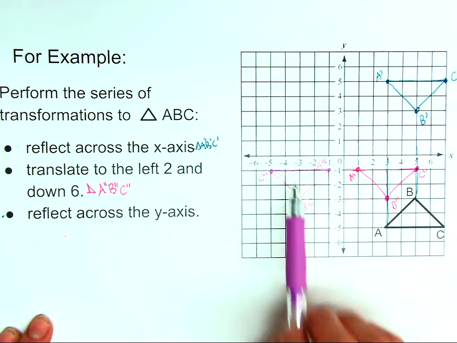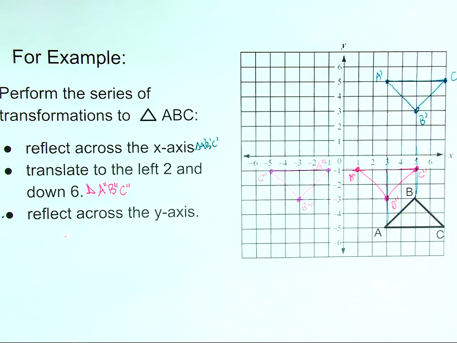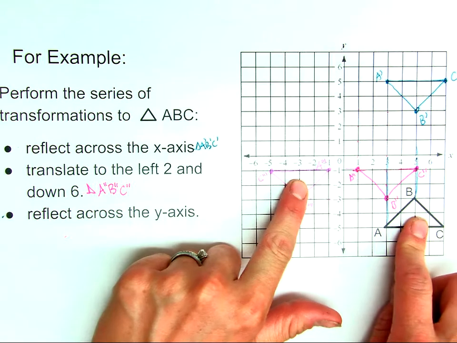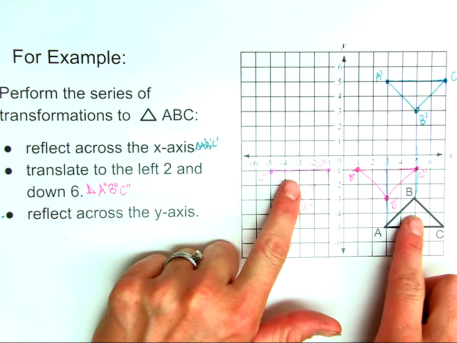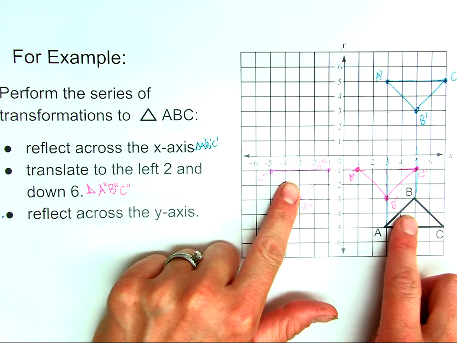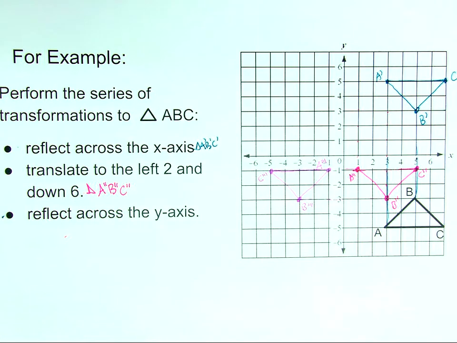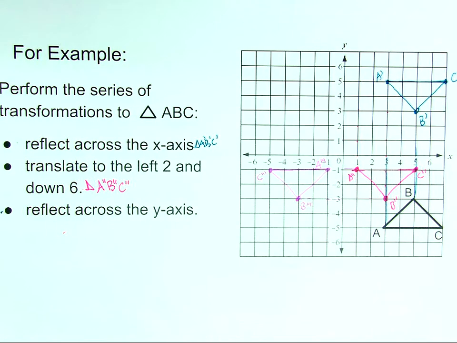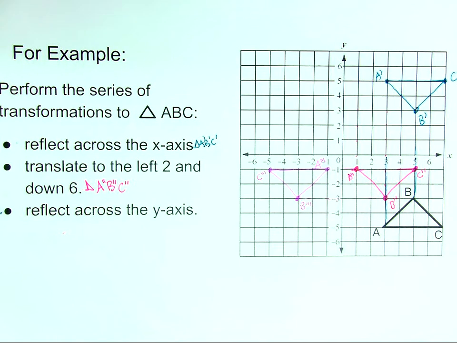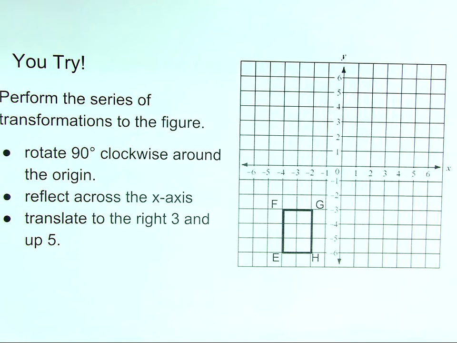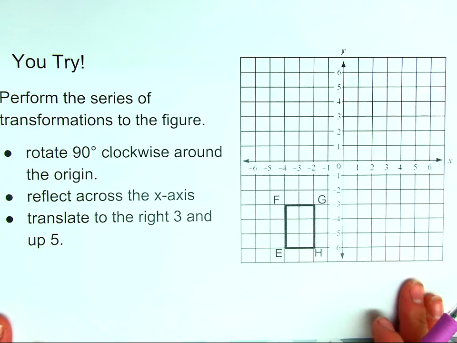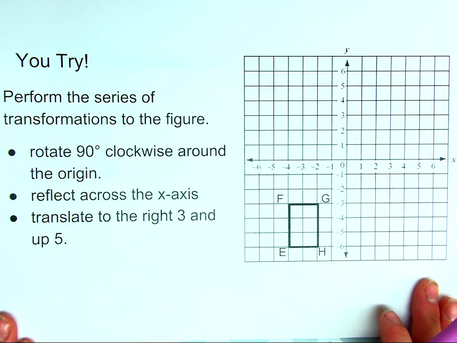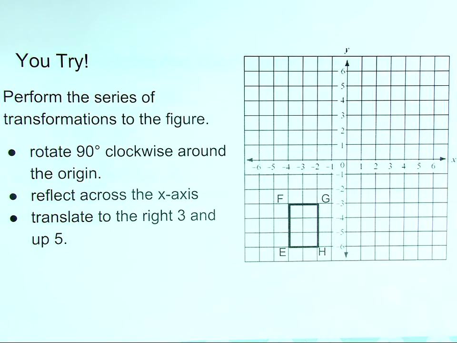Later in the video, I may give you this first one and the last one, and you have to figure out what happened to get this pre-image triangle to the final image triangle. So here I'm giving you them, and you're going to perform them. Later you're going to try to guess what was already performed. So I think you can go ahead and try this one on your own. Pause that video.